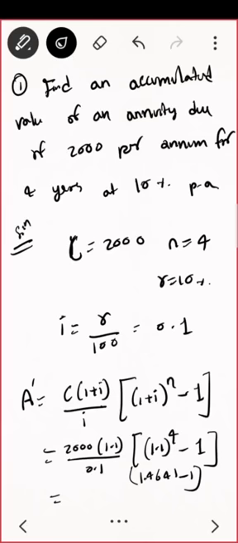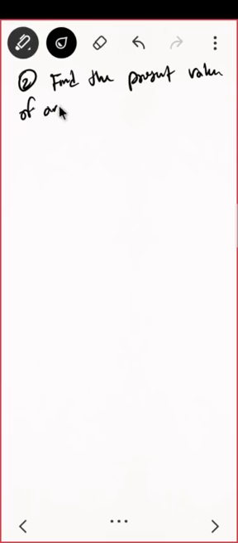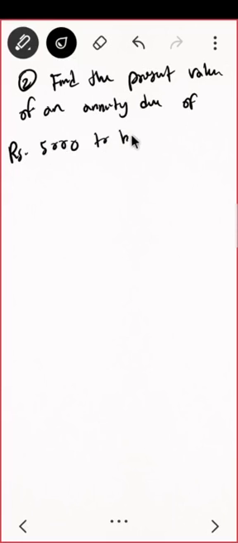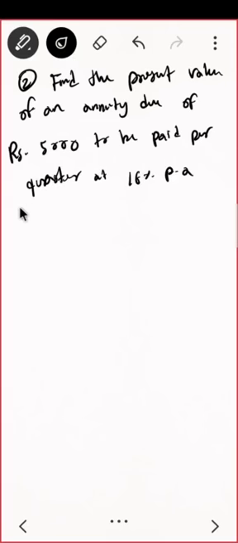Okay, let us do one more question. Do the second. Find the present value of an annuity due of rupees 5,000 to be paid per quarter at 6% per annum, compounded quarterly, for 1 year.